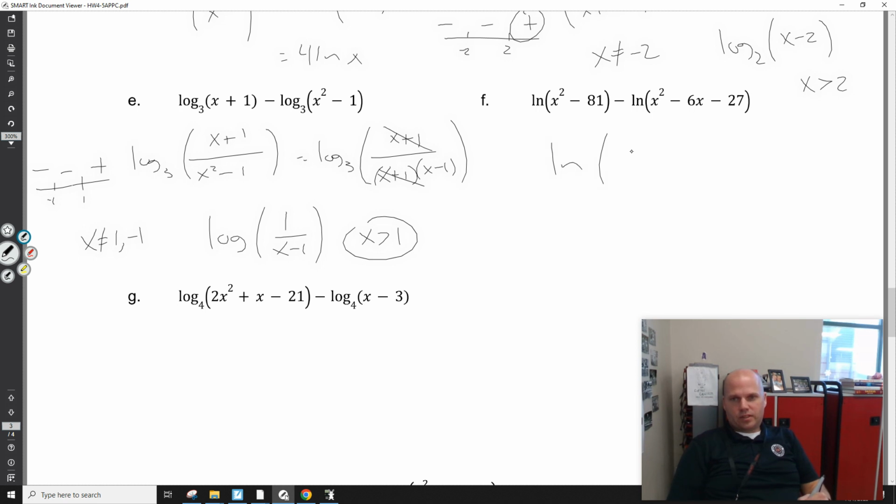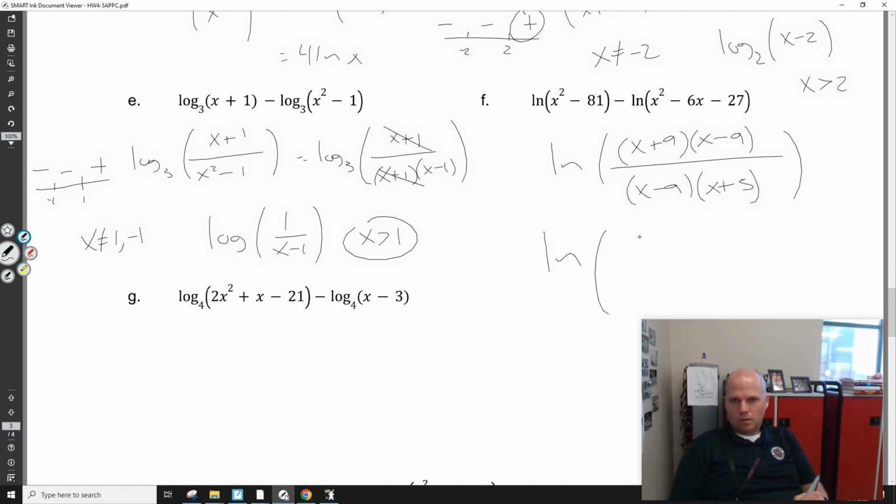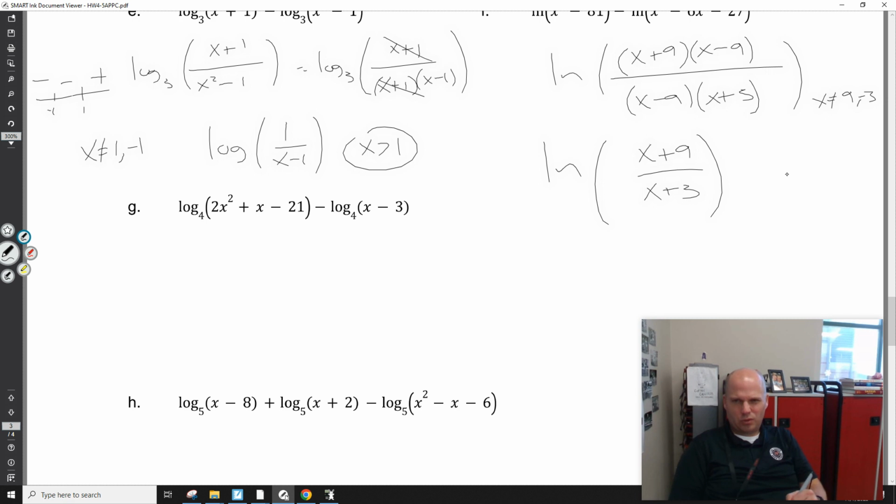Just going to go ahead and do the factoring to start. 9 and 3. X can't equal 9. Don't plug in 9. Don't plug in -3. If you were paying attention to the domain, probably should have included that here. What are the values that you can plug in? You can also include 9.